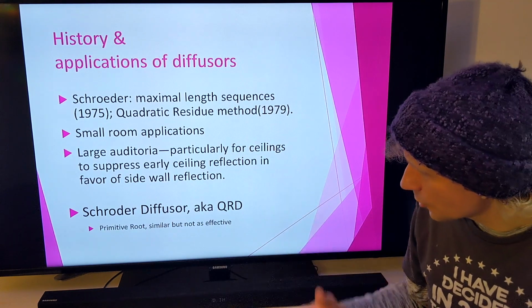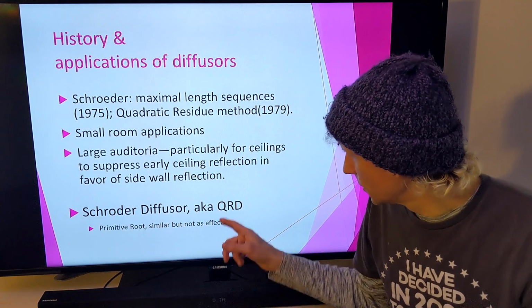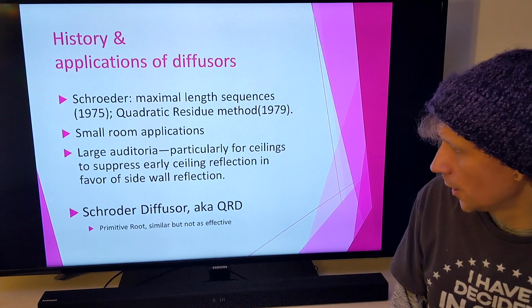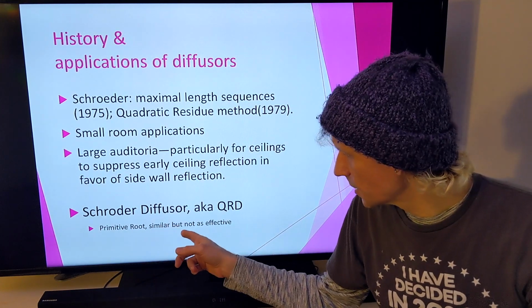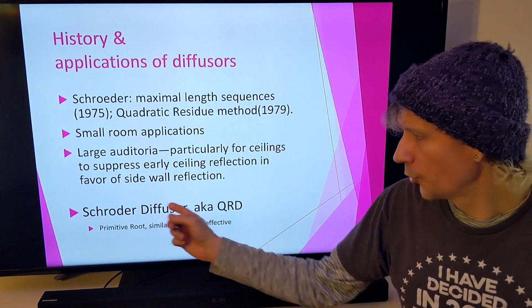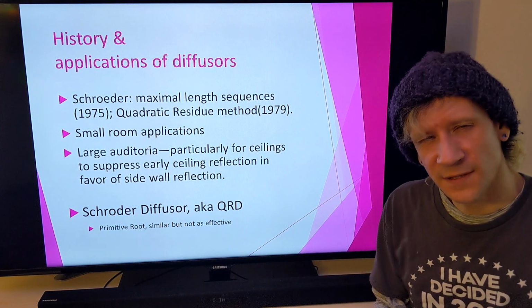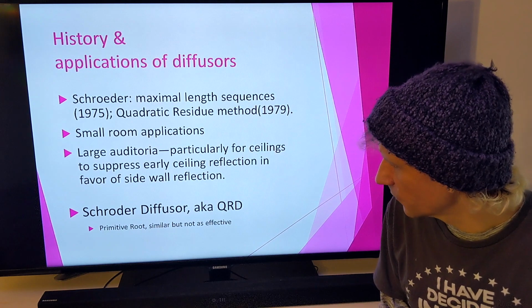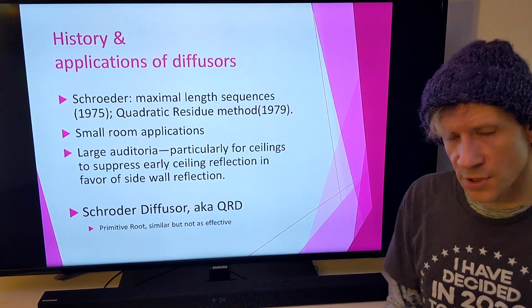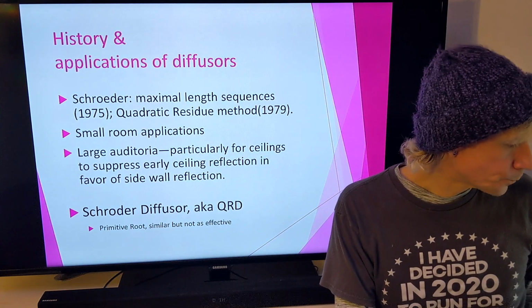So Schroeder gave us our QRD diffuser, which is the quadratic residue diffuser. There's another diffuser that's similar mathematically called a primitive root diffuser, but it's just not quite as effective. They're similar, but not quite as effective. So we're just going to focus on QRD diffusers today.